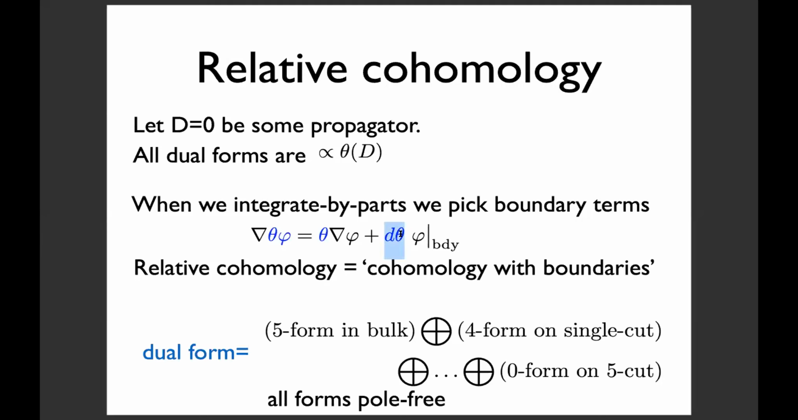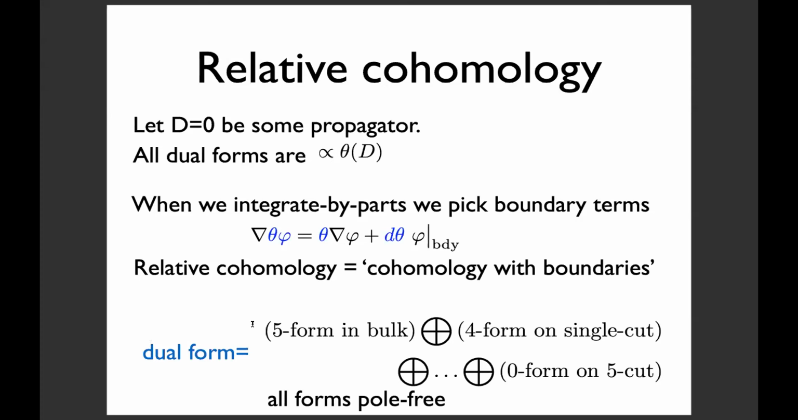And anything that multiplies a d theta is something that lives on the boundary. There's a word for that: mathematicians call it relative cohomology, which is like differential forms where you pay attention to boundary terms. So you can do that, and that's at space. So that gives us a clear way of thinking about these dual forms.